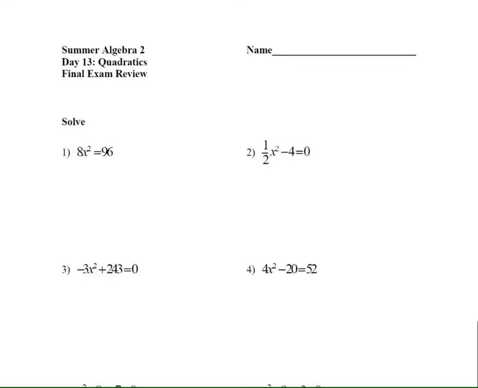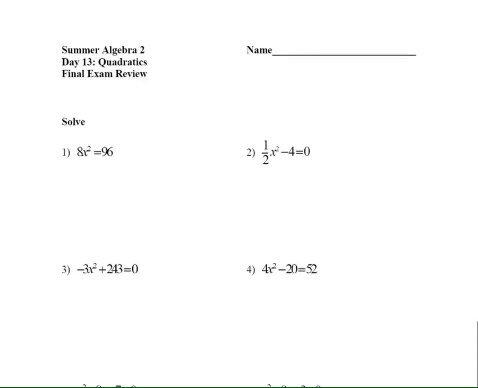So we're going to look at the final exam review for quadratics. We're solving quadratic equations. There are three methods that we use to solve a quadratic equation. They are square roots, factoring, and the quadratic formula. What you'll see is as we go through these, certain methods are a little bit faster and easier than others, but it just depends on the way the problem's set up.